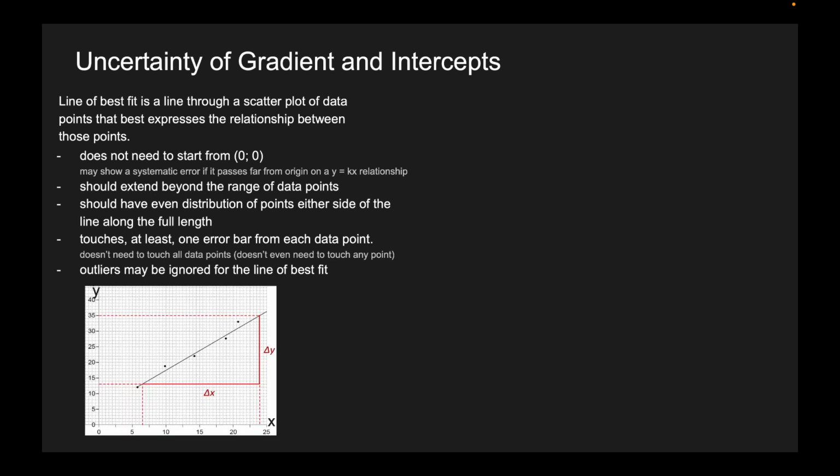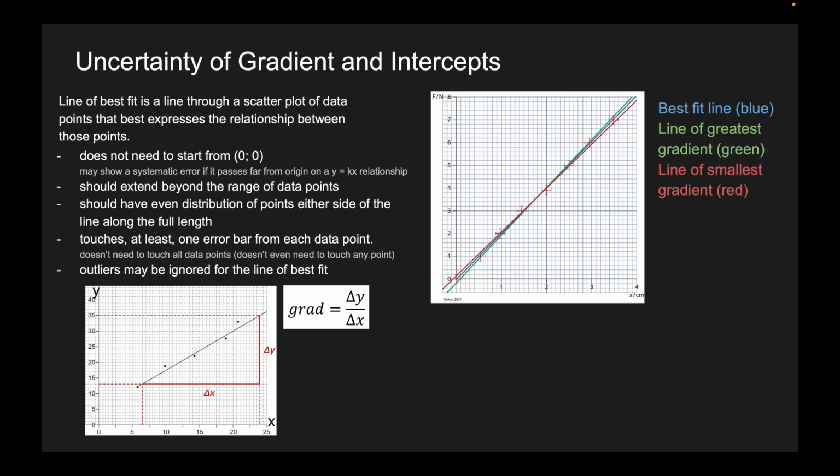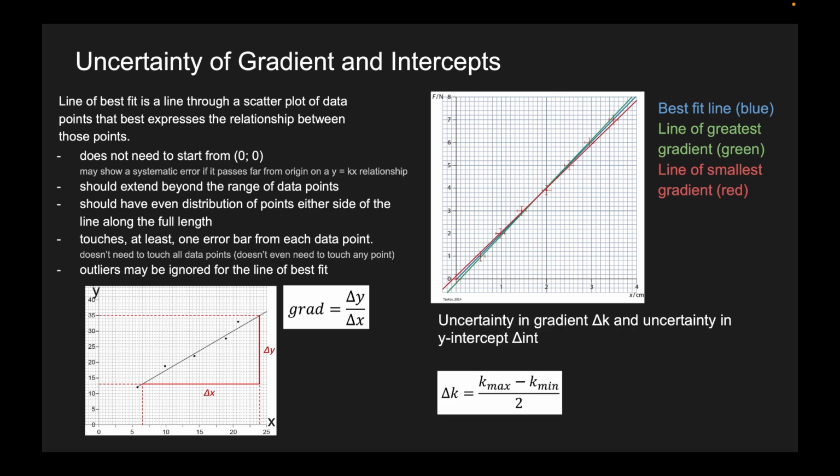When calculating the gradient of your graph, you should choose 2 points that are far from each other and use the formula delta y divided by delta x. The second graph depicts best fit line in blue color, line of greatest gradient in green, and line of smallest gradient in red. Here are some formulas to calculate uncertainty in gradient and uncertainty in y-intercept.